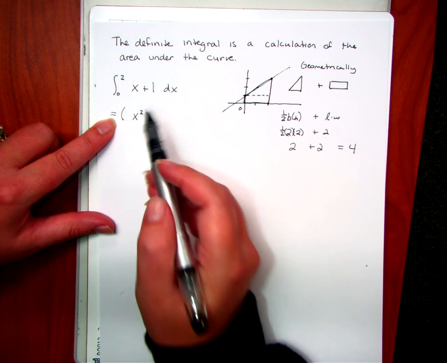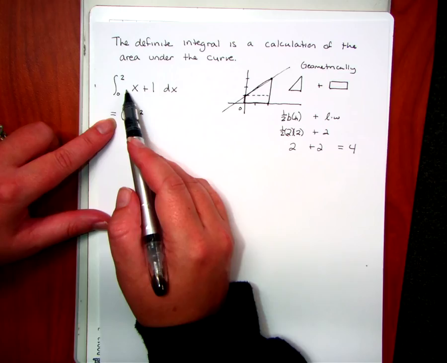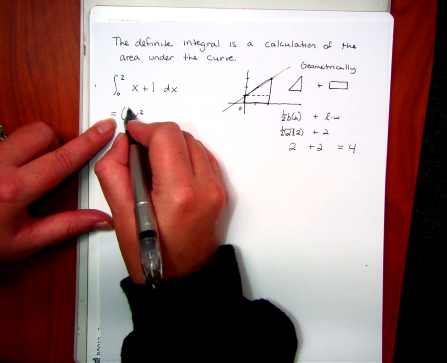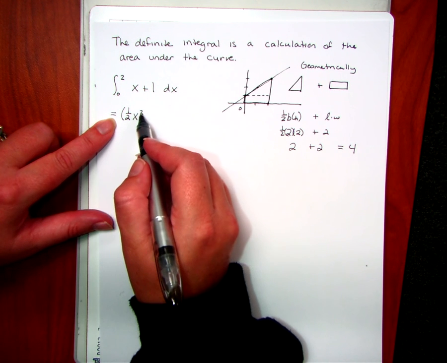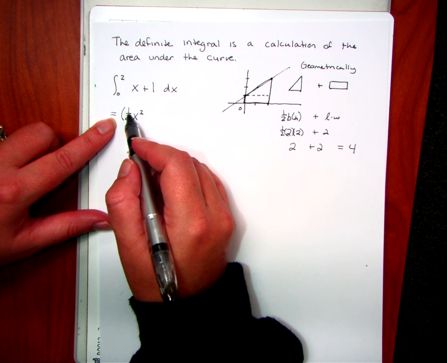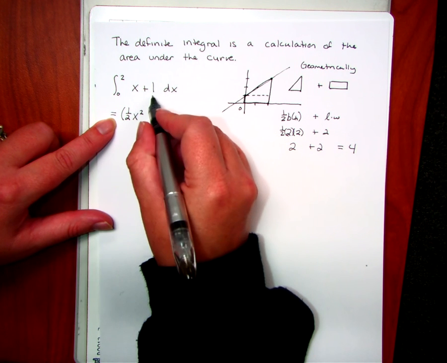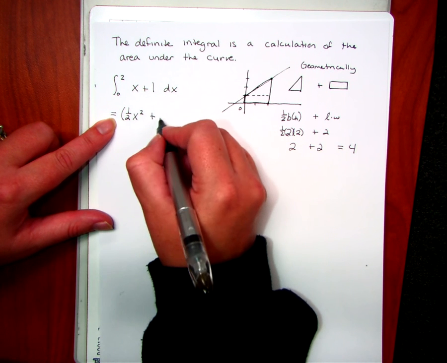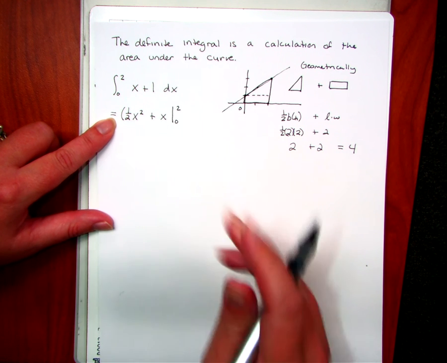Right? Now the derivative of x squared is 2x. And I don't want 2x, I want 1x. So if I multiply this by half, okay, the derivative of 1/2 x squared is 1x to the first, right? Plus the antiderivative of 1 is x, and we're going to evaluate that from 0 to 2.